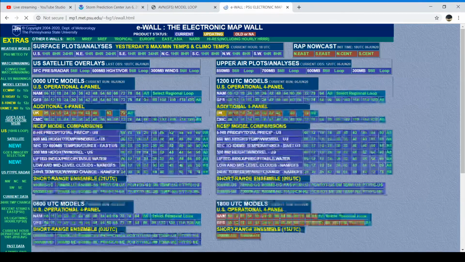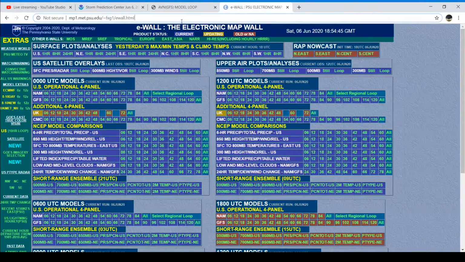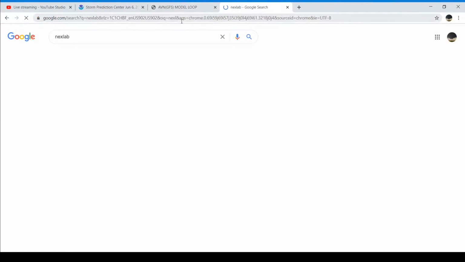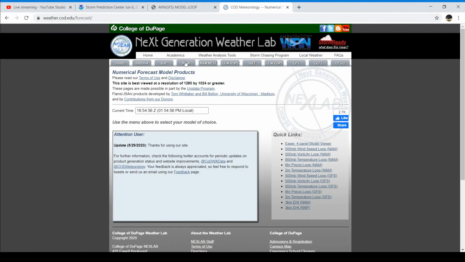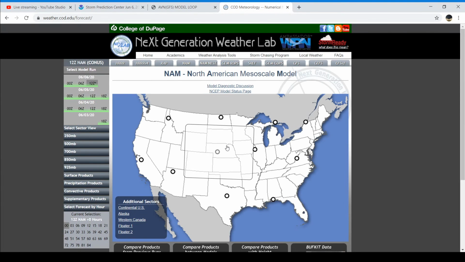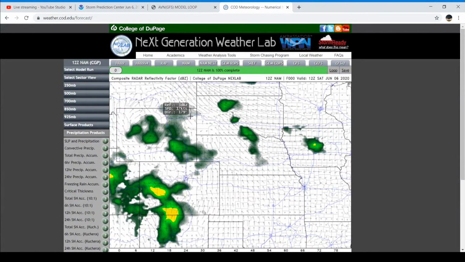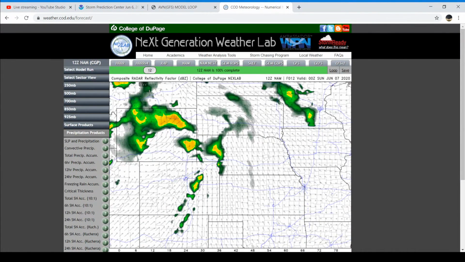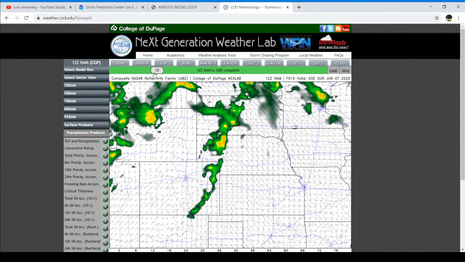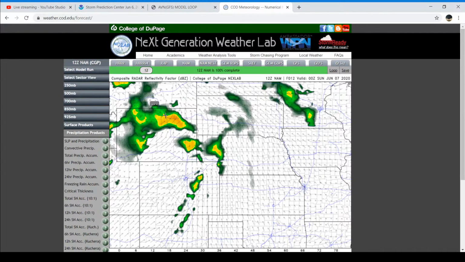As we take a look at, I'm at MaxLab. Man, I'm off my game. We're going to look at MaxLab. We're going to look at the NAM first. We're going to look up here, and we're expecting these storms to form ahead of a warm front. So we can see this line of thunderstorms.